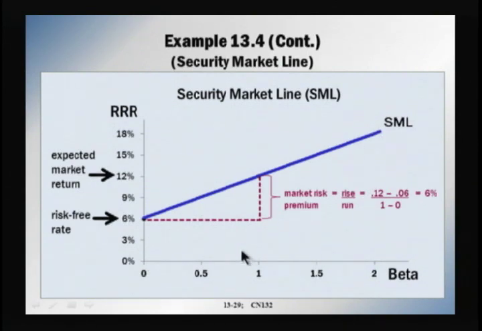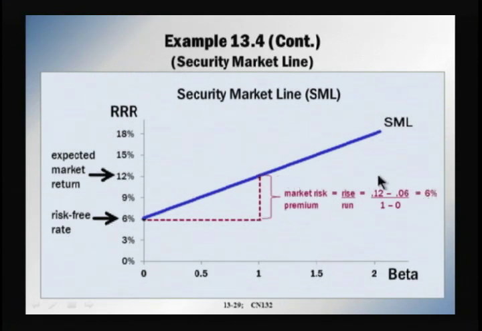Beta tells us how many times that market risk premium gets added on to the risk-free rate to reward us for bearing the systematic risk of a particular investment. So if a stock has a beta of 2, we'll add on 2 times the market risk premium. Moving from a beta of 0 to a beta of 1 increases the return 6% above the risk-free rate.